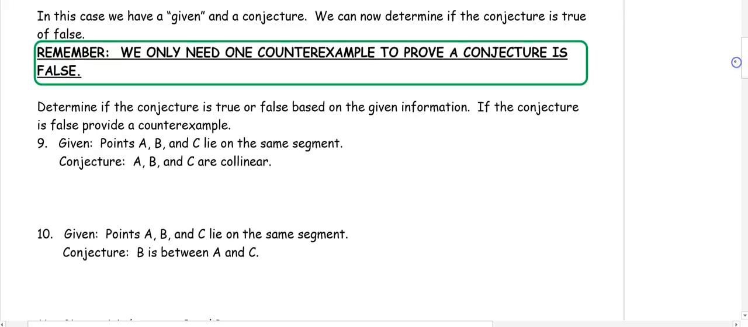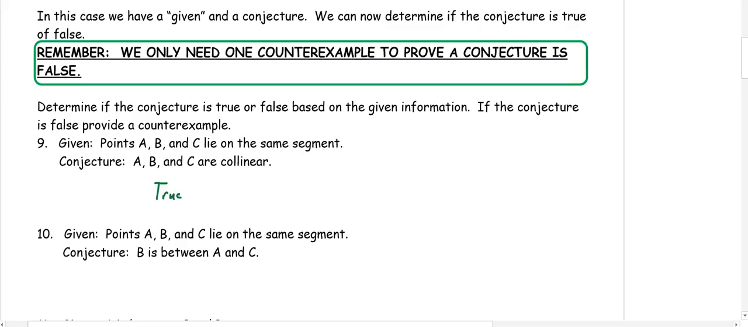In this case, we were given a conjecture, and now we have to determine if the conjecture is true or false. Remember, we only need one counterexample to prove a conjecture is false. So determine if the conjecture is true or false based on the given information. If it's false, give a counterexample. In number 9, we are given A, B, and C lie on the same segment. So our conjecture is that A, B, and C are collinear. Well, the definition of collinear means that they're on the same line or segment. So this one has to be true because it's the definition.